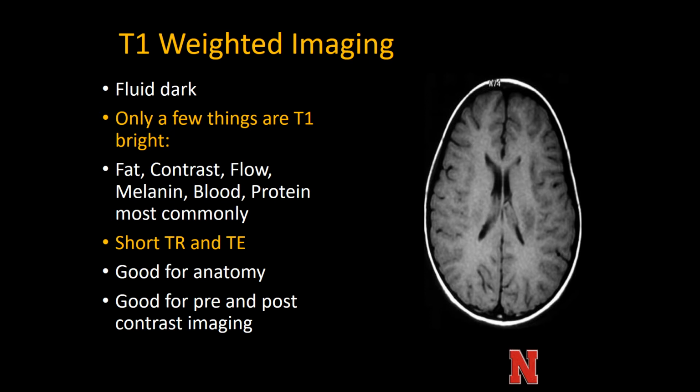What are the highlights of T1 weighted imaging? Well, you have to have a short TR and a short TE. Having a short TR minimizes the T2 weighting effects, right? And the short TE maximizes the signal from T1 effects. This is what T1 weighted images are good for. They're very good for anatomy. You can get exquisite detail, and the most common thing they're used for is pre and post contrast imaging.